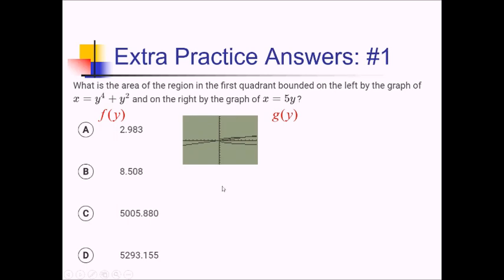To do that, I need to know the limits of integration, and I also need something for my integrand. To get my limits of integration, I'm going to have to figure out the intersection points here. I know that at the bottom we're intersecting at y equals 0. This other intersection point, though, I'm not so sure about. So to find that other intersection point, I need to know where f of y and g of y equal each other on the graphing calculator.